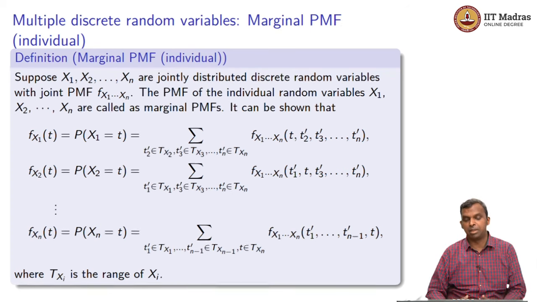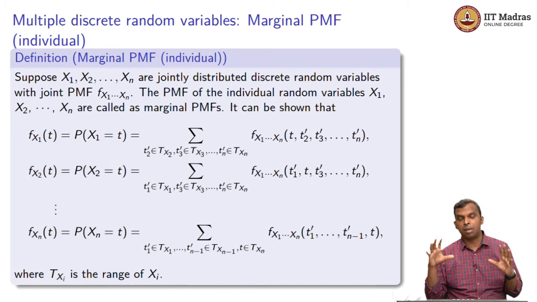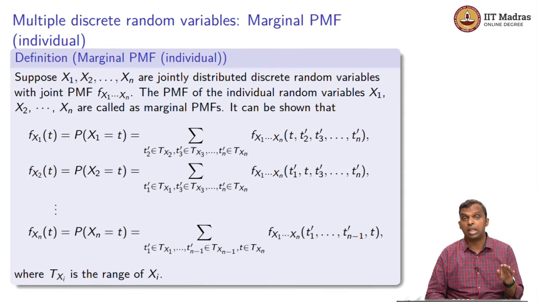So let's say you have n random variables, x1, x2, ..., xn, distributed with some joint PMF f sub x1, x2, ..., xn. The PMFs of the individual random variables are these individual marginal PMFs that we are interested in, for x1, x2 to xn. We can quite easily see that the PMF of x1 evaluated at some t is basically the probability that x1 equals t. It turns out you can find these marginal PMFs by summing over the joint PMF for different ranges. What do you sum over? You sum over all that you do not want to keep. So if you're looking at fx1, you have to sum over everything other than x1.